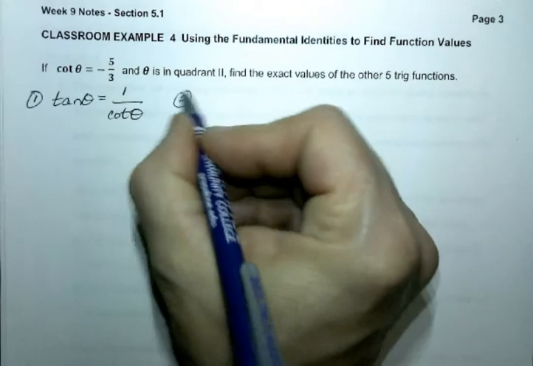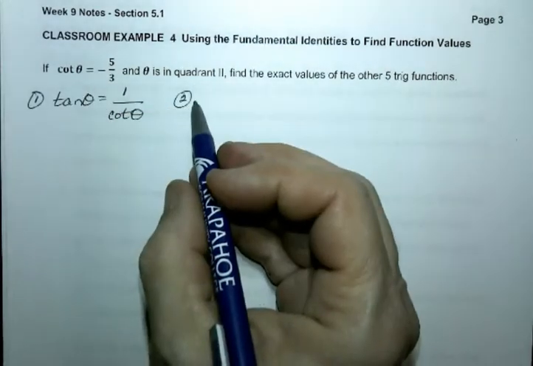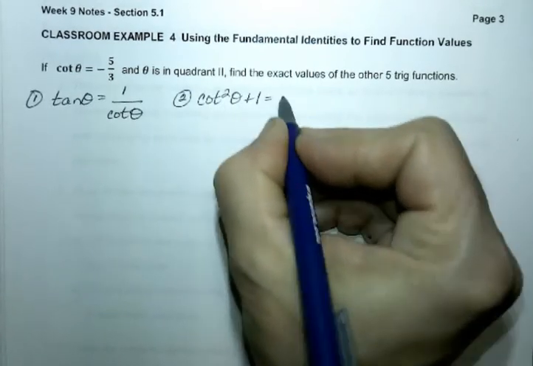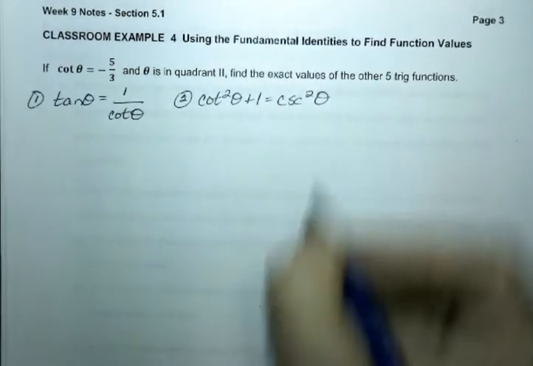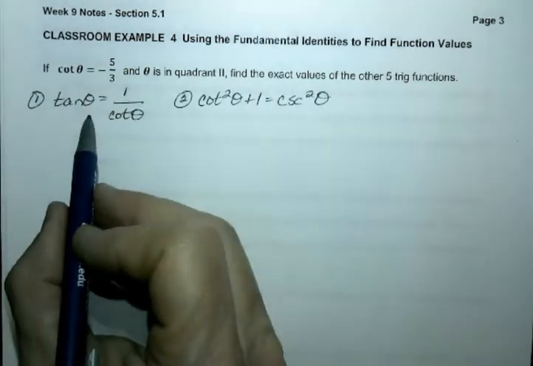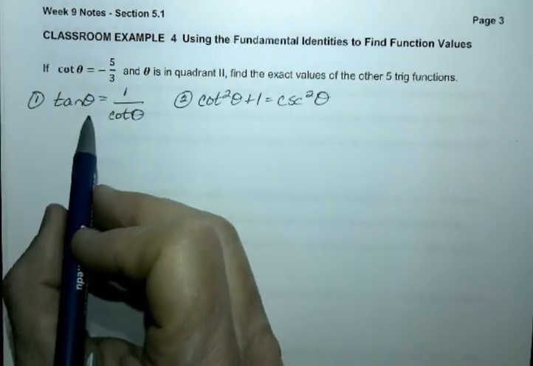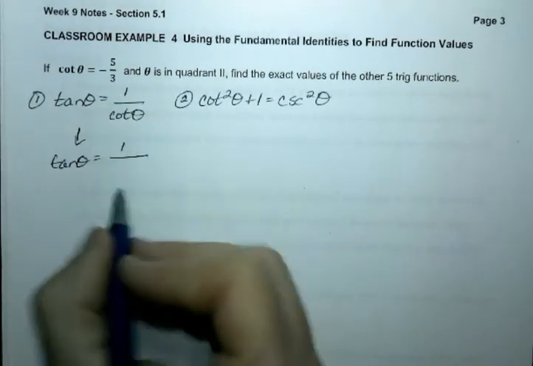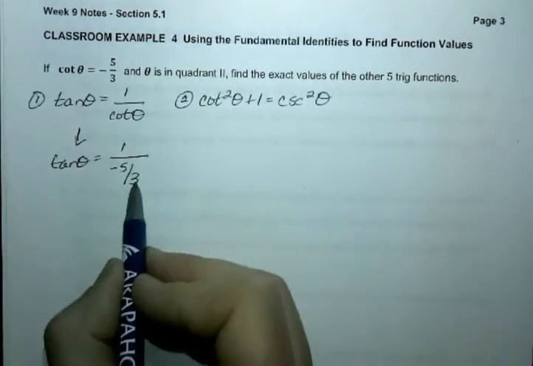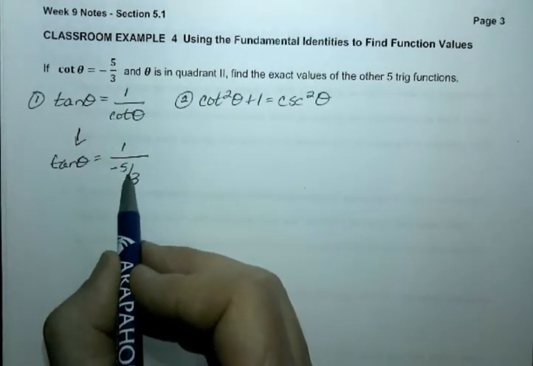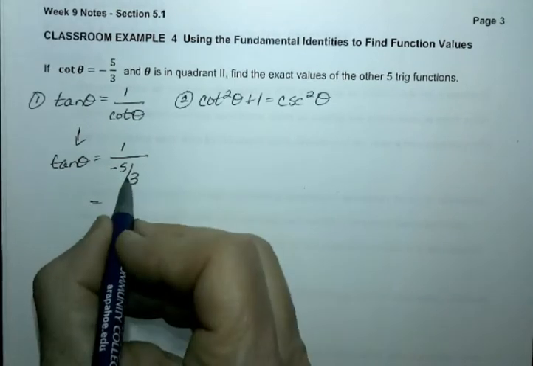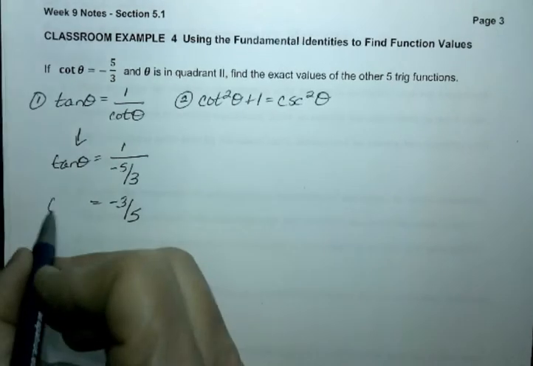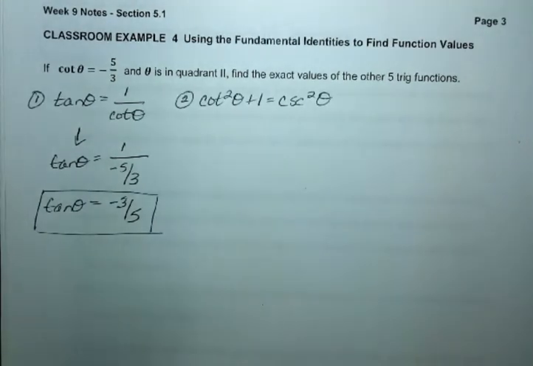Another one of our identities that involves cotangent is one of the Pythagorean identities that says that cotangent squared theta plus 1 is equal to cosecant squared theta. Let's use the reciprocal one first so that we can get the value for tangent. This is going to be easy. All we're doing is substituting in the value that we're given for cotangent, and then we're just going to simplify this rational expression by inverting and multiplying. In other words, we're going to take this and just flip it over. That's going to give us negative 3/5. So there's a value for one of our trig functions already.